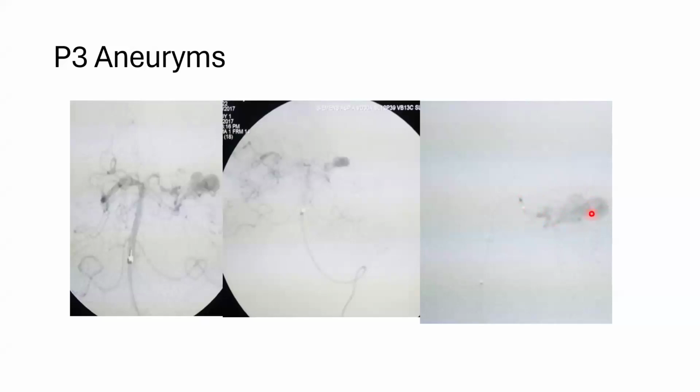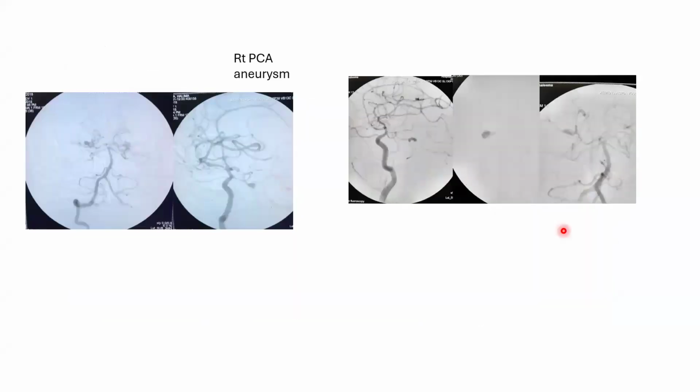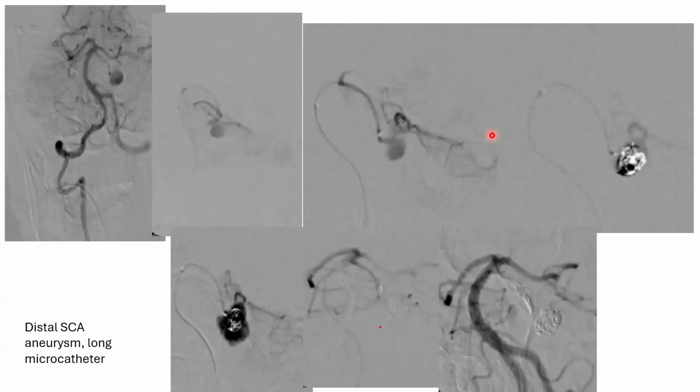And this is the super selective angiogram, which is showing that there is no distal flow. So this type of aneurysm can be occluded, and it can occlude the artery. This is one more aneurysm, and these are the aneurysms which can be occluded. You can get good results.